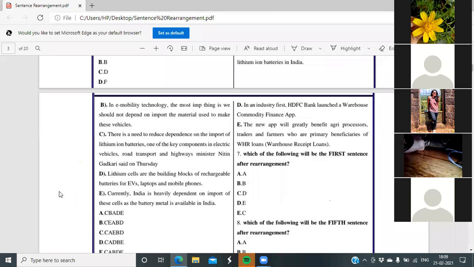what is important? The lithium ions, right? Then our priority is to make all these materials, particularly lithium-ion batteries, in India. If we do not import it, we will not have the import duty charges, right? So definitely we'll be making profits. Then lithium cells are the building blocks of the rechargeable batteries. And lastly, India is heavily dependent on those imports. Clear, everyone? Why option A is correct? Any doubt? Please let me know. Can I get a yes or a no whether it's clear to everyone or not?